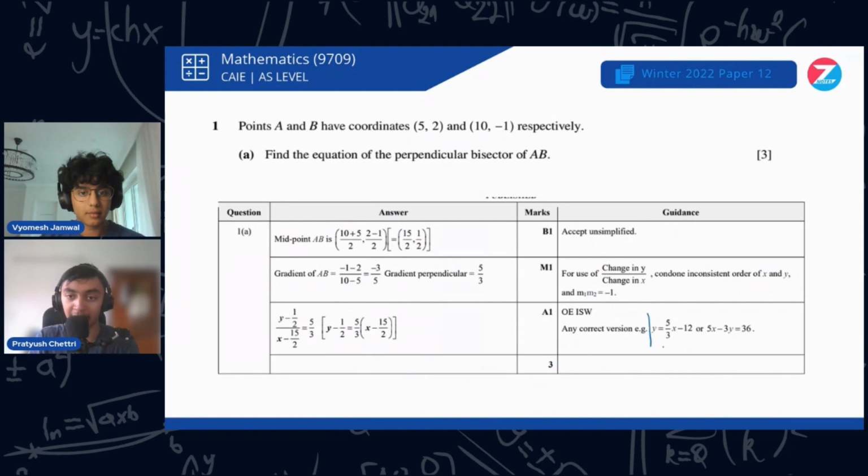This form, any correct version, as you see: first you have to find the midpoint, one mark, then you have to find the gradient and the perpendicular, one mark, and you need your final answer in one of these forms. Any form is fine, as long as it's a recognizable form. So, awesome.